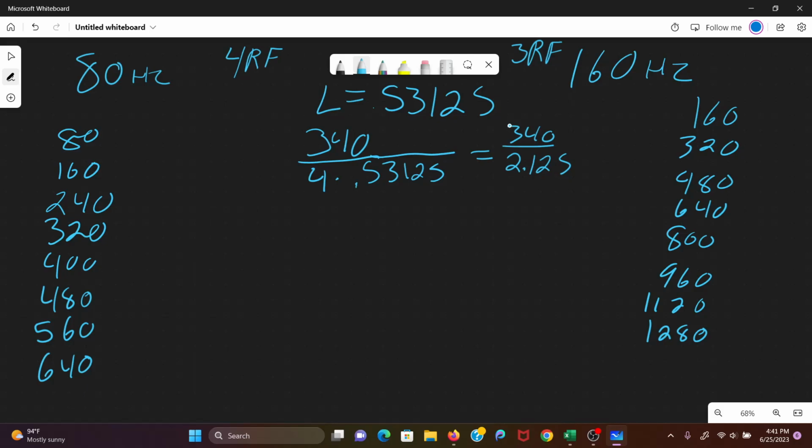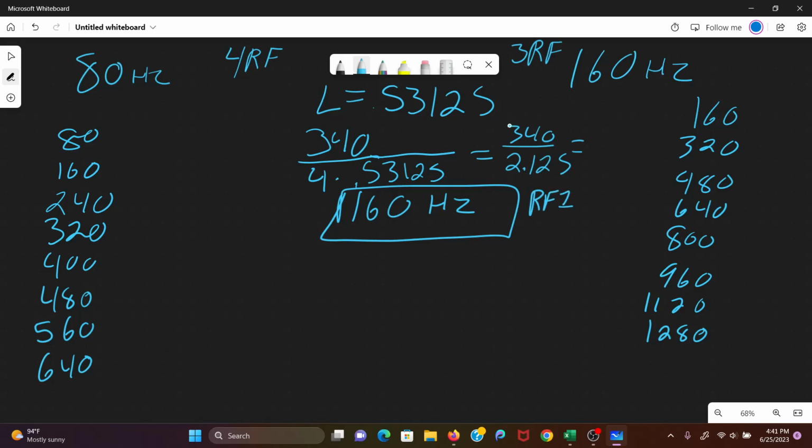340 divided by 2.125 is 160. Crazy how that works out, right? Okay, 160 hertz. That's your first resonant frequency.